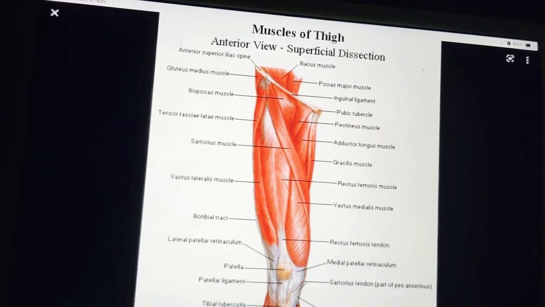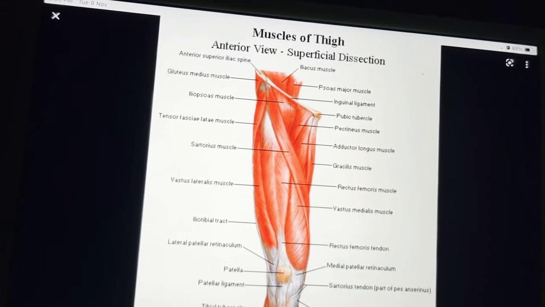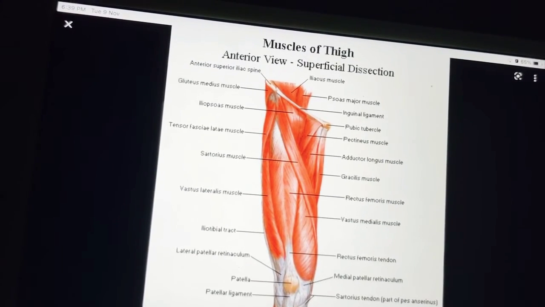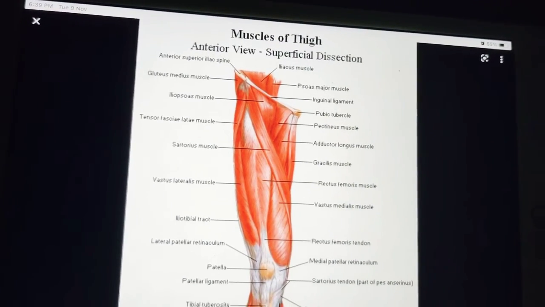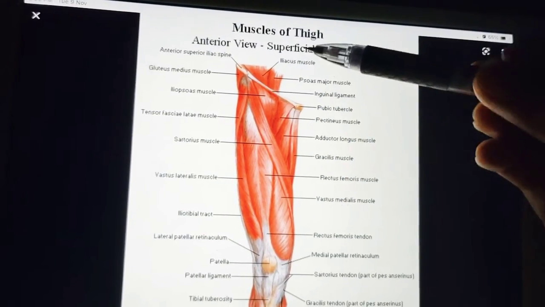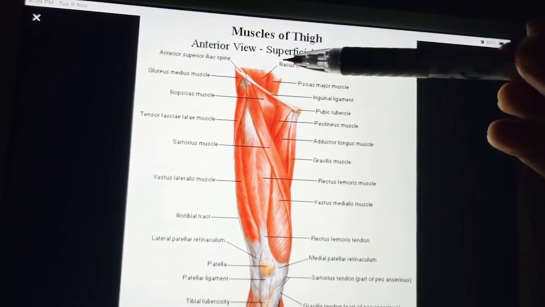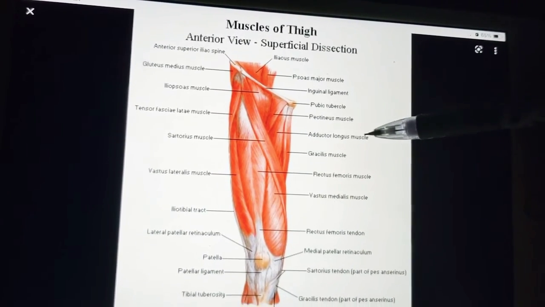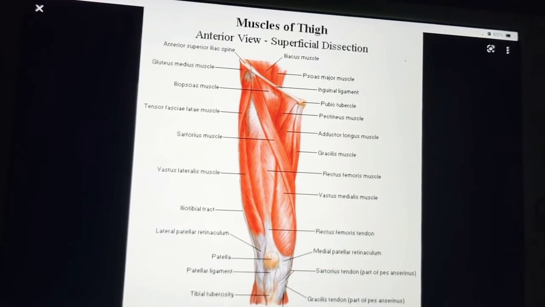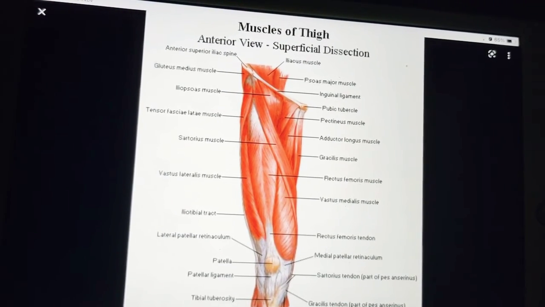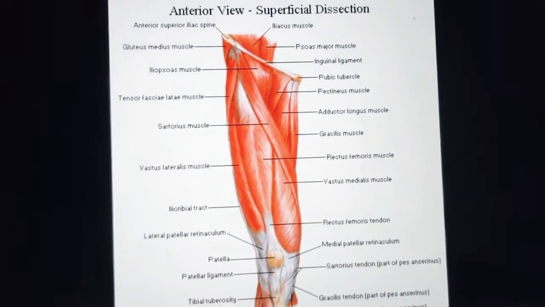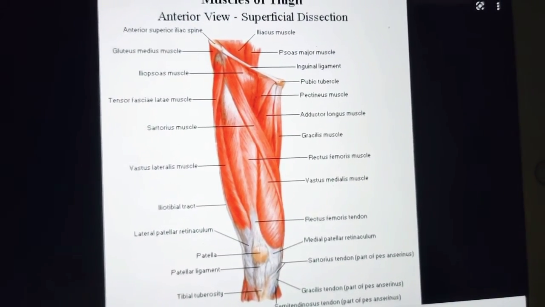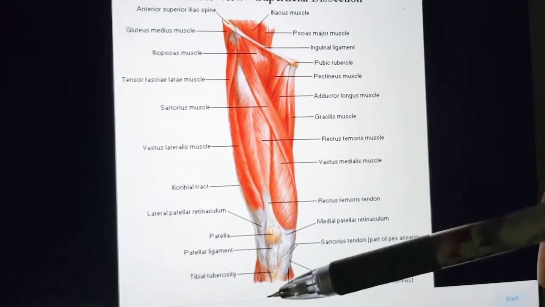Next, the origin of these muscles, psoas major and iliacus, is from the abdomen. And you have the pectineus and adductor longus. These are also seen in relation to the femoral triangle. You can see this is the pectineus muscle and this is the adductor longus muscle. But these are medial compartment muscles. We'll discuss them later. Now our main focus is on the anterior compartment muscles.